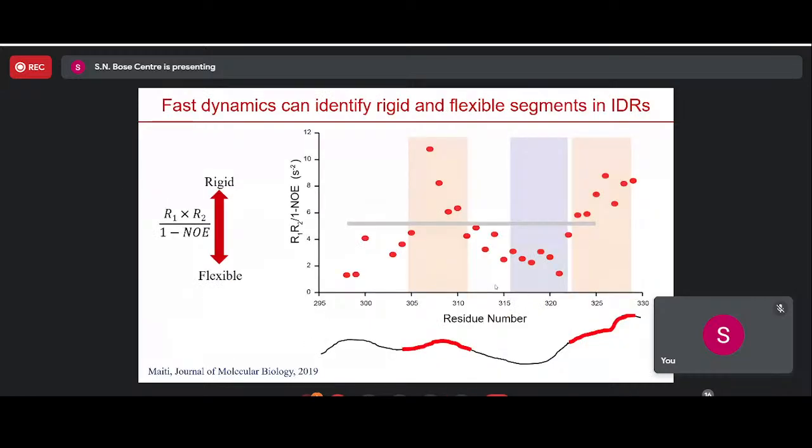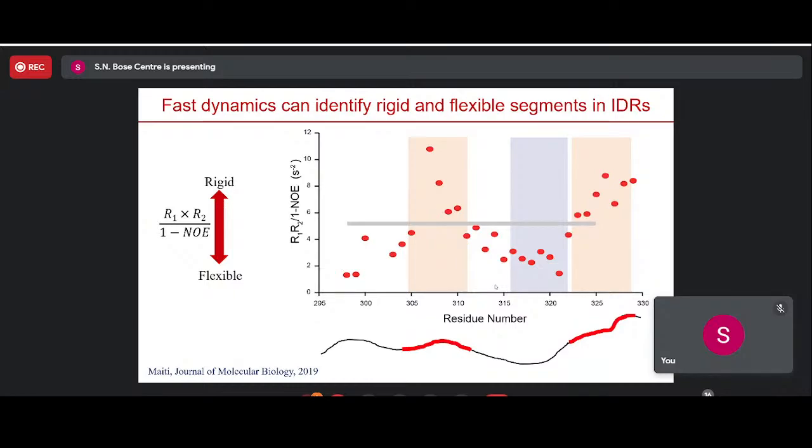So what we are saying here is that these intrinsically disordered regions, even though they look highly flexible, like they are just flopping around, not every residue is equally flexible. There are regions which are more flexible and there are regions which are less flexible. So if I think of my hand, there are these joints which are more flexible, and then there are these rigid parts which are less flexible. So it's something similar to that.